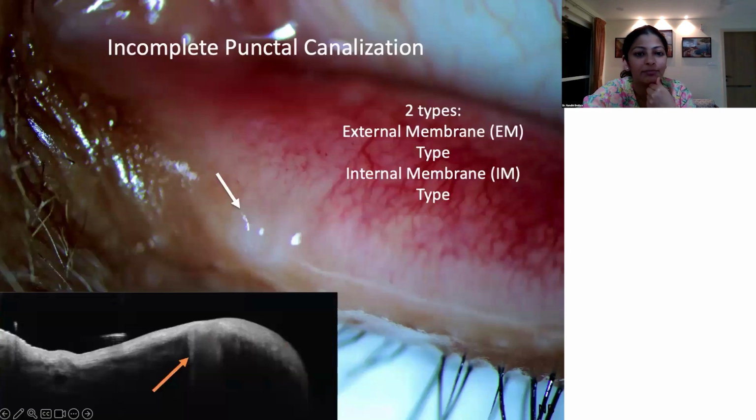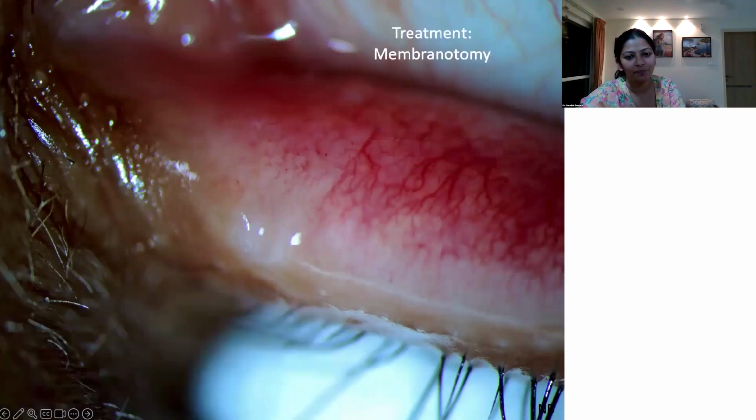So it's very, very simple. Similarly, we took an OCT through that puncta. And what do you see? You see a nice vertical canaliculus where the arrow is pointing. But look at the opening. There is no opening onto the surface. There is a thick membrane overlying this opening of the vertical canaliculus. Next.